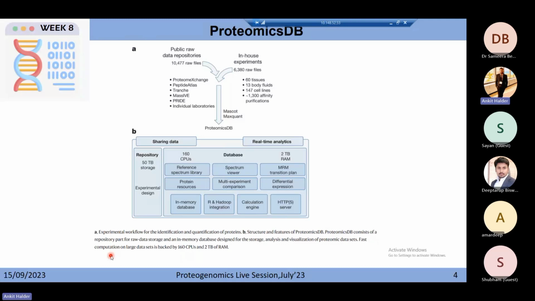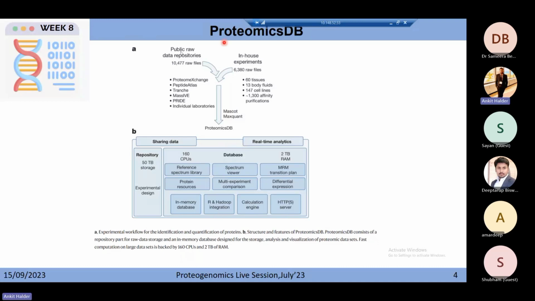Similarly, popular public repositories have come up to ease those processes and to aid you in skipping a lot of work, like your literature search or many experiments. You can easily use those resources, come to a conclusion and take your experiments further forward. ProteomicsDB is one such tool, so we will be looking into it.